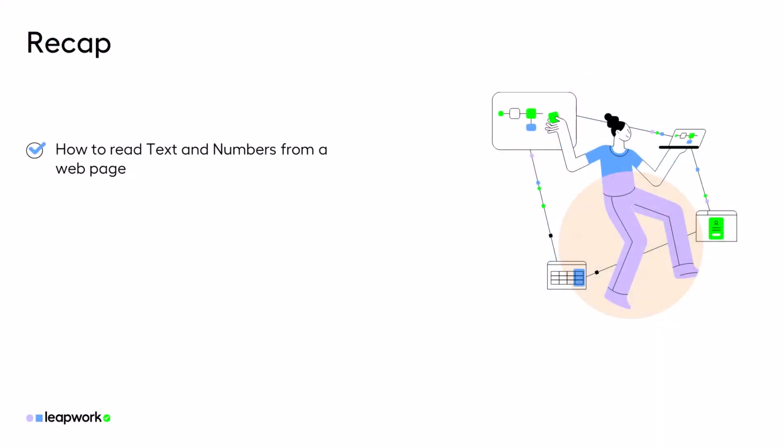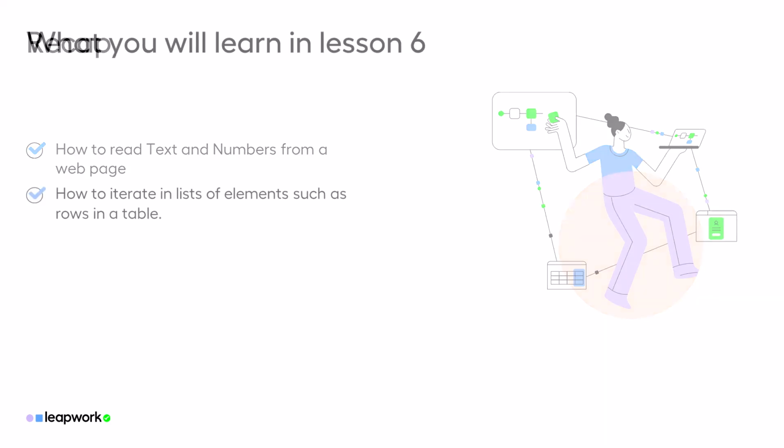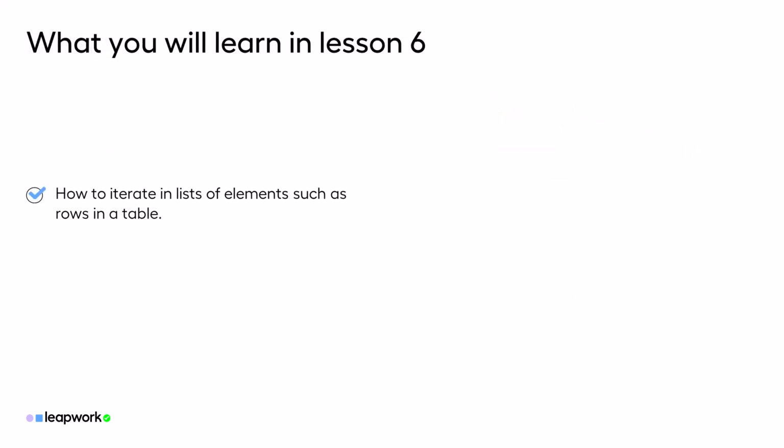In the previous lesson, we learned how to read text and numbers from a web page. In this lesson, we will focus on learning how to iterate lists of elements, such as rows in a table, drop-down, multi-select, etc.